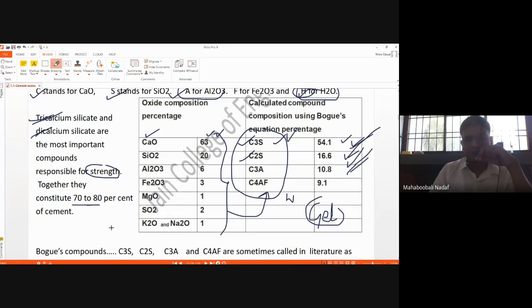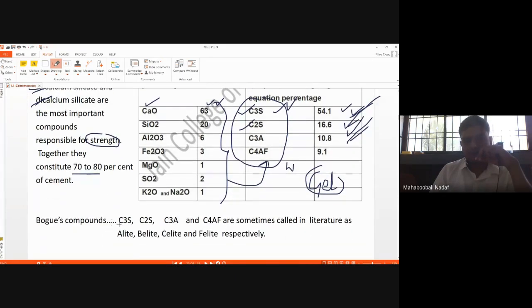Okay? So Bogue's compounds we have written as C3S, C2S, C3A, C4AF. Other than these names, you can call them alite, belite, celite, felite. Sometimes Bogue's compounds are also called by these names. Felite has a ferrous component. Celite means the third component, belite means the second component, alite means the first component. Like this, you can understand.